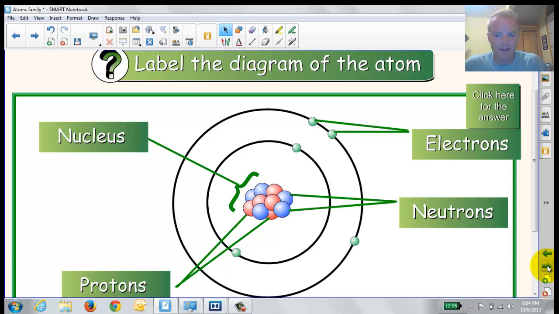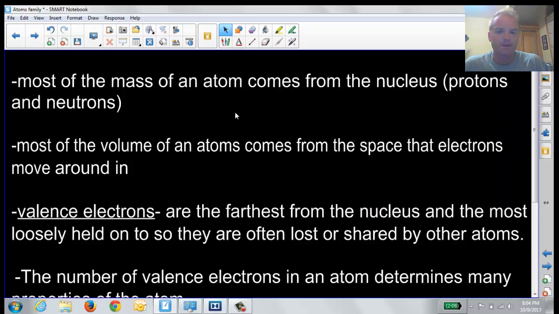So some facts about atoms we need to know. The way to think about an atom is that in the middle, that nucleus, is where most of the mass comes from. Those protons and neutrons make up virtually all the mass, other than a very, very small fraction that the electrons have. On the opposite side, most of the volume of atoms comes from the space that electrons move around in. So there's a lot of empty space in atoms, where those electrons can buzz around, and like I said, they move really fast.